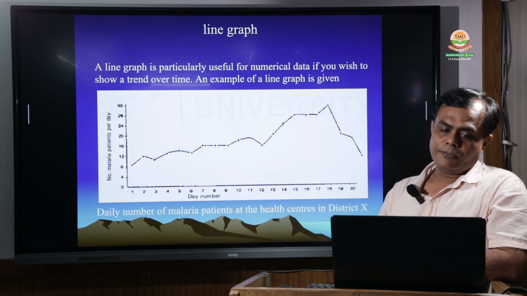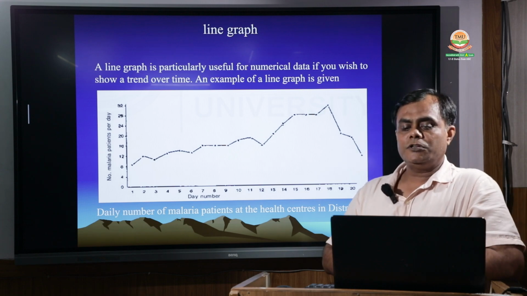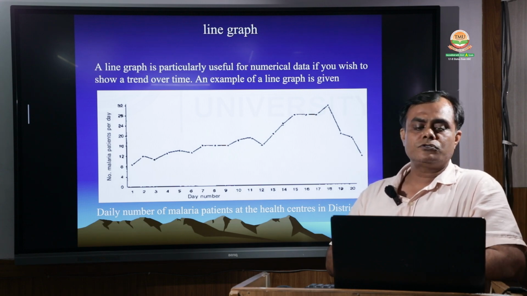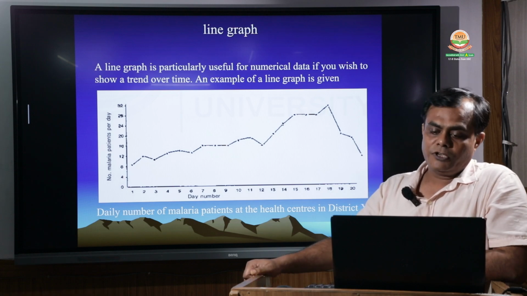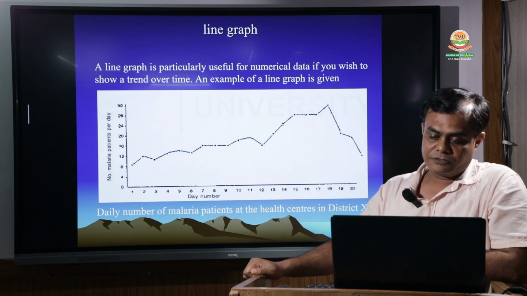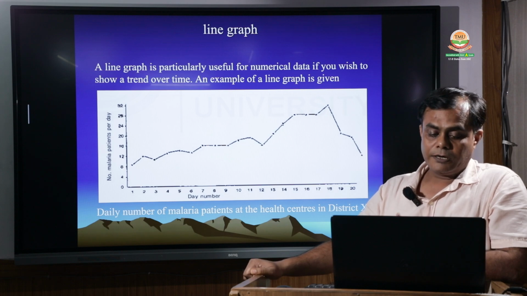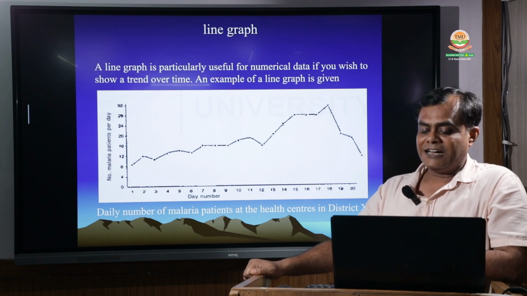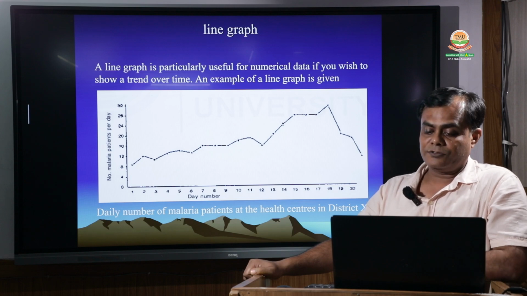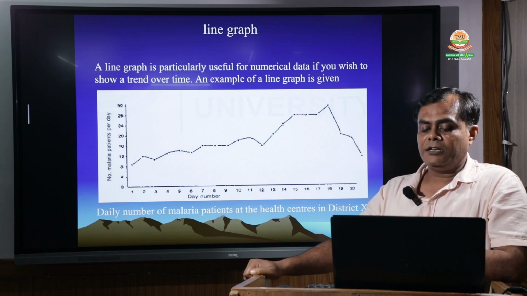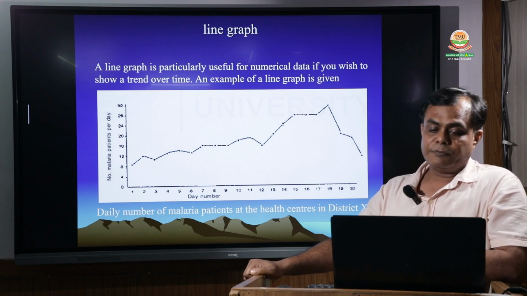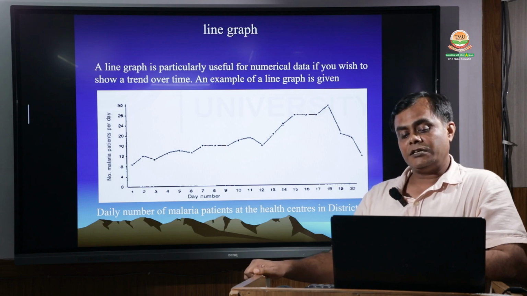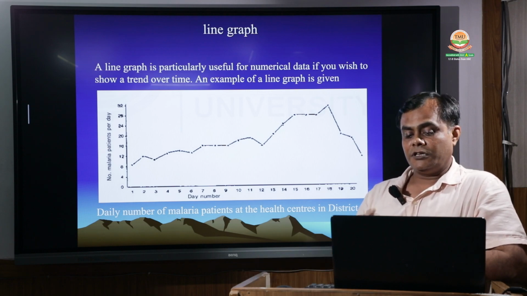Next is the line graph. The line graph is particularly used for numerical data if you wish to show a trend over time. An example of the line graph is given, showing how we present information in line graph format. So, the daily number of malaria patients at the health center in district X. This gives you the daily number, frequency or daily strength of malaria patients in a particular district, and this way you can understand how this figure is increasing.